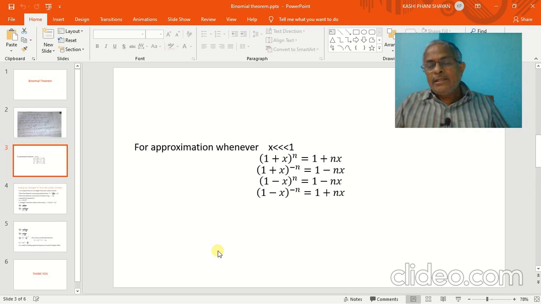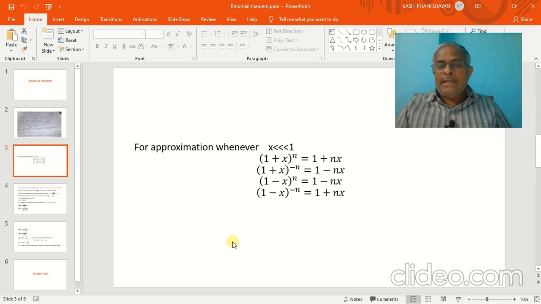In the binomial theorem, for approximation, when x is very much less than 1, you take only two terms, because all other terms vanish; they will become 0. So how to remember? You remember, don't learn by heart. See, (1 + x) to the power of n is equal to 1 plus nx. Multiply the symbols first: plus into plus is plus, n into x, nx. Similarly for the others: plus into minus is minus, n into x, nx.